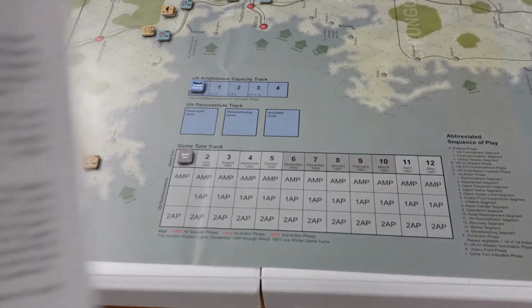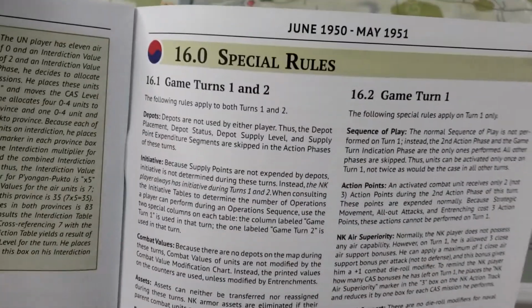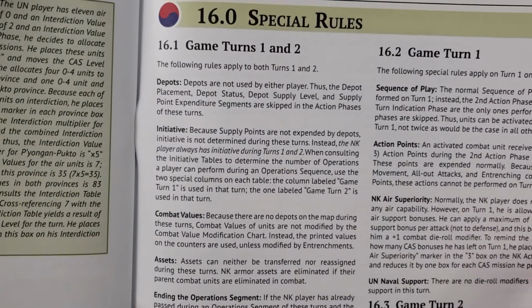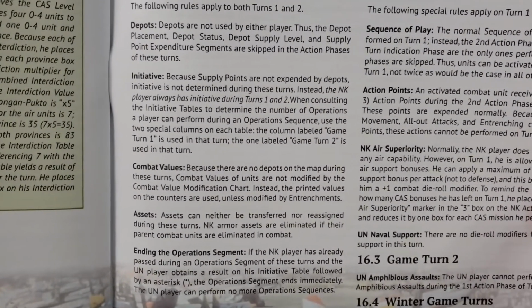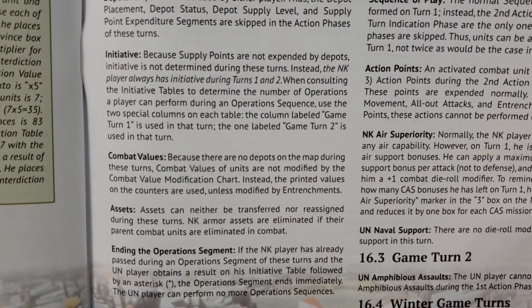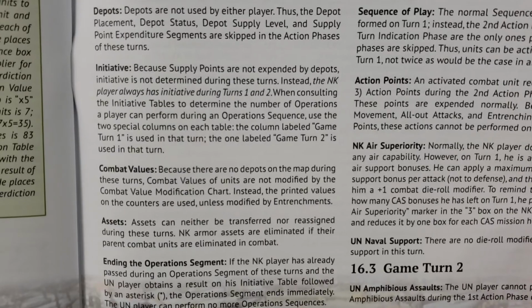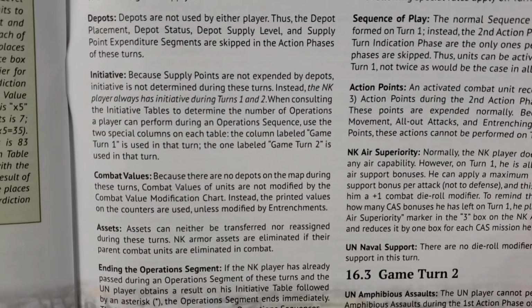Some of these special rules for turn 1 and turn 2 are in the rulebook, so you can look at this stuff and just get some confirmation that, yeah, depots are not used by either player. You skip a bunch of those segments. Because supply points are not expended by depots, initiative is not determined during these turns. Instead, North Korea always has initiative on turns 1 and 2.